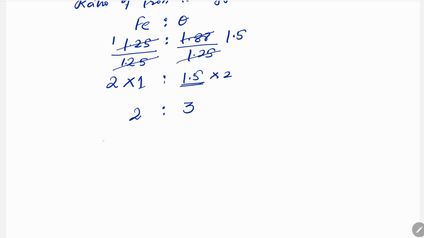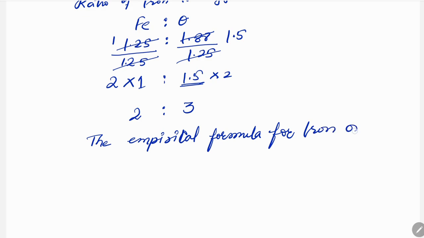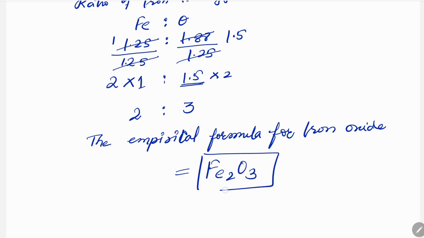That means the empirical formula for iron oxide is going to be Fe2O3. So this is how you will calculate the questions where we have to depict the empirical formula of iron oxide or any kind of compound.